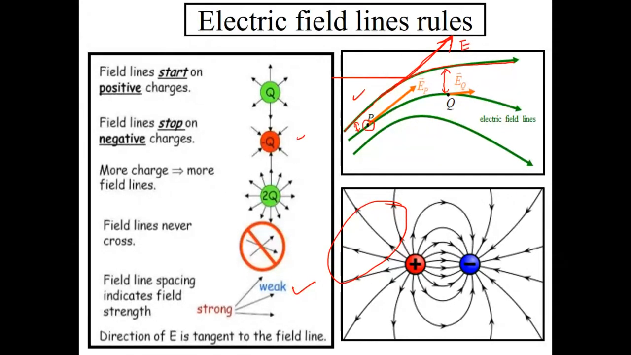Here, how does 2Q come? My dear, 2Q means it is not a value. The size of the charge is bigger. The size: 1 coulomb, 2 coulomb, 3 coulombs. Likewise, the value. One coulomb has 5 lines, right?